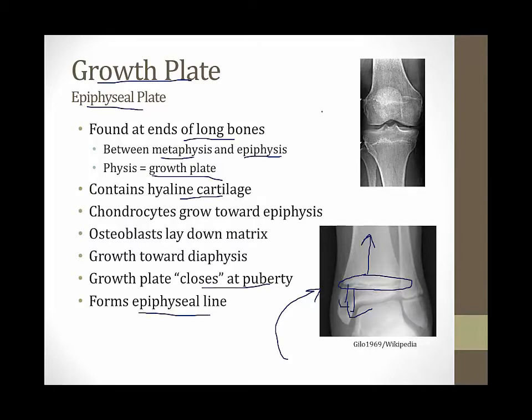So if you look at this picture at the top of the screen, which is from the knee, you can see this line right here. That's the epiphyseal line. That's the remnant of what was the epiphyseal plate before puberty.